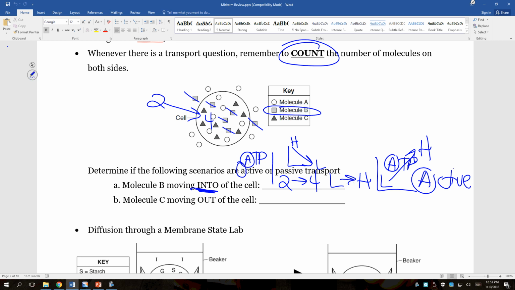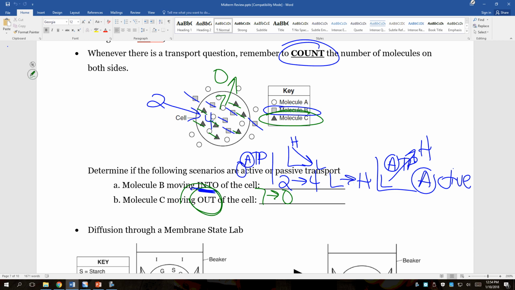My next example, I do the same thing. Let's use a different color so it's a little bit easier for you to follow along. Molecule C. When I look at molecule C, I realize, hey, I'm looking at the triangle. So now I have a new thing to count. When I look at the outside, there are actually none on the outside, so that's 0. Then I count how many are going to be on the inside. There are 7. Once again, note which way the arrow is going to go. In this case, it says out. That means those molecules are going to move out of my cell. So I have 7 to 0.